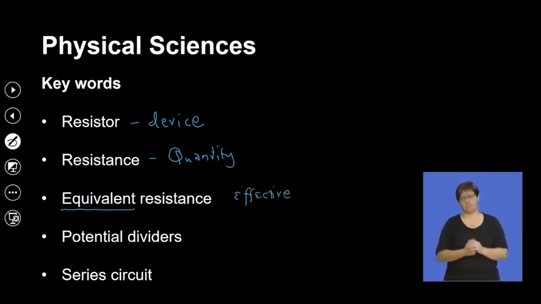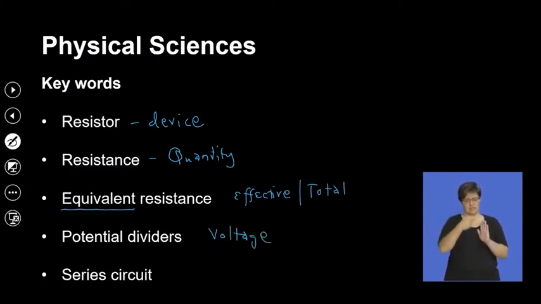Sometimes we talk about total resistance in a circuit. We also talk about potential dividers, potential in the sense of voltage. We also talk about a series circuit, which has to do with the amount of charge that passes through a point per unit time, which has to do with the current and how it relates to the potential difference. So these are some of the things that we definitely want to play around with, explore and make some interesting discoveries.